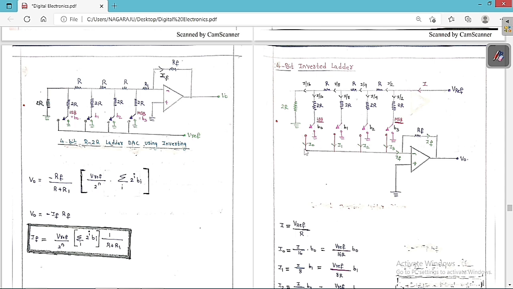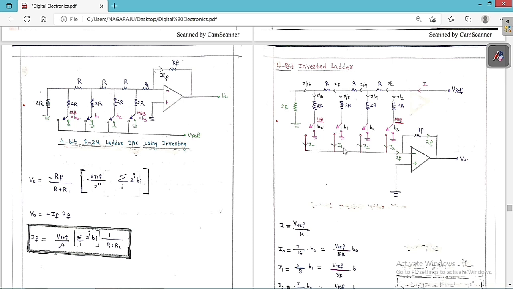Then what is the value of I0? Just now we have seen, if you connect this switch to here, what is I0? I0 is equal to I by 16 into B0. If B0 is equal to 1, you are connected to here, then we get I by 16. If you are not connecting, I0 is equal to 0, because B0 is equal to 0. Whenever B0 is equal to 1 we are connecting here, and whenever B0 is equal to 0 we are connecting there. So the general expression of I0 is I by 16 into B0.